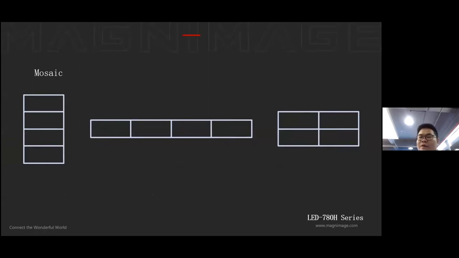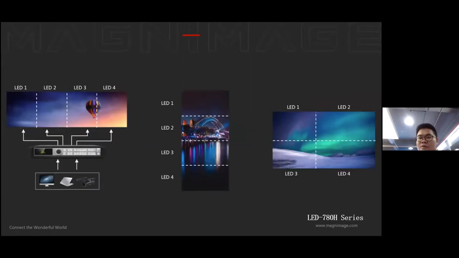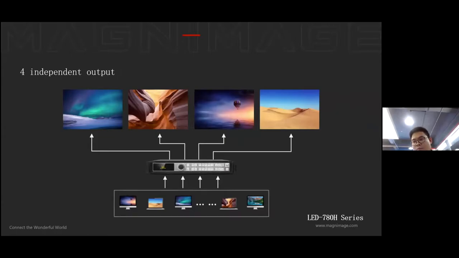For mosaic, you can have different types: vertical, horizontal, crossing. This is the quick mosaic use. For example, like this, one panel here, just choose four outputs, four layers, choose the same signal, so it will be a mosaic. And you can also choose four independent outputs, four layers, choose four different input signals, one, two, three, four, from different inputs.